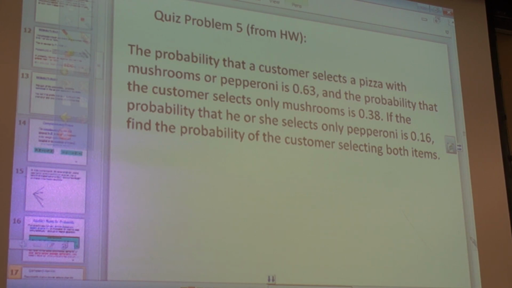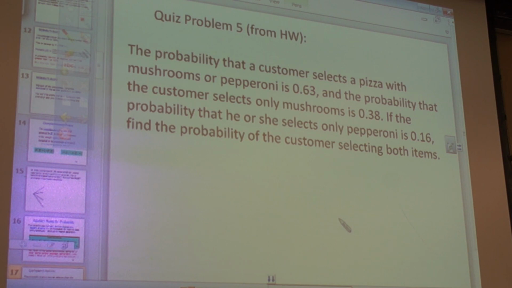Okay, what do you guys think? Who has an answer? Are they mutually exclusive? Yes or no? No, they're not mutually exclusive. Why? You can have them both at the same time. You can have a pizza that has mushrooms and pepperoni. Good? Okay.